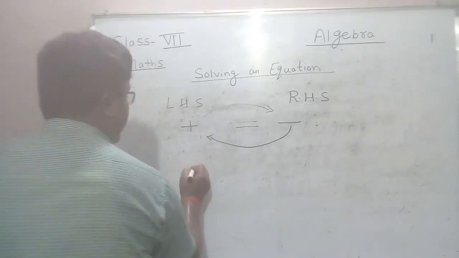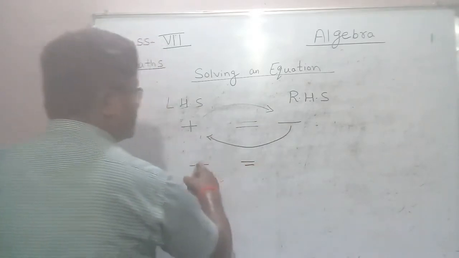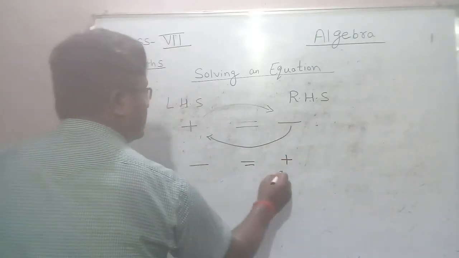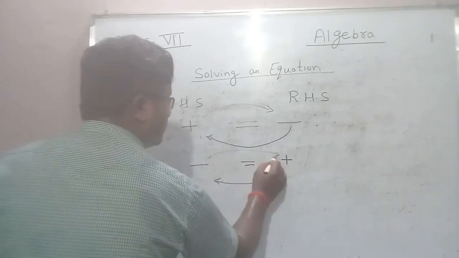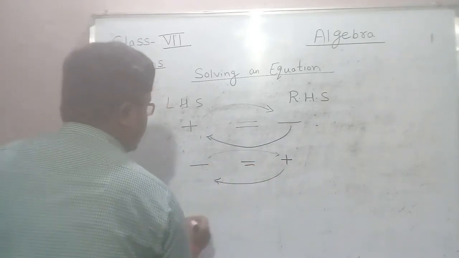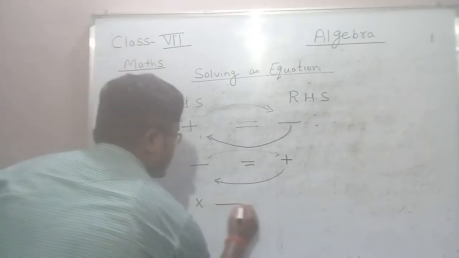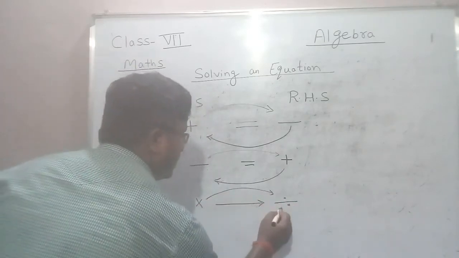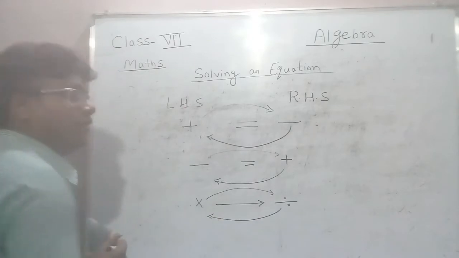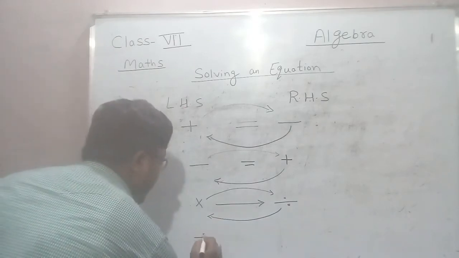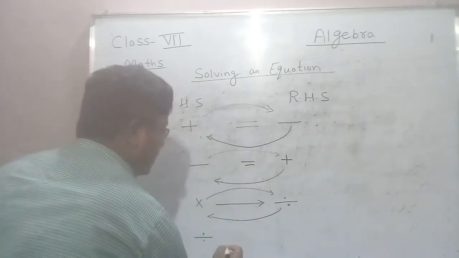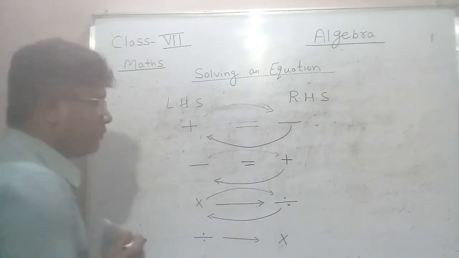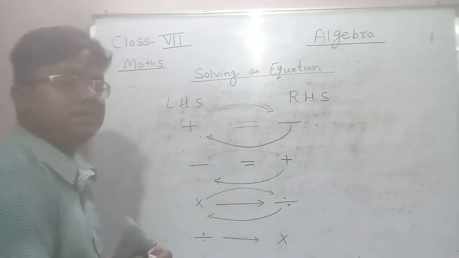Similarly, if there is minus and you transfer it to the right hand side, it will be plus. Plus can be transferred both ways. Similarly, if it is multiply and you transfer it to the right hand side, it will be divide, and if you transfer divide to the left hand side, it will be multiplied. If there is divide and you transfer it to the right hand side, it will be multiply, and multiply transferred to the left hand side will be divide.